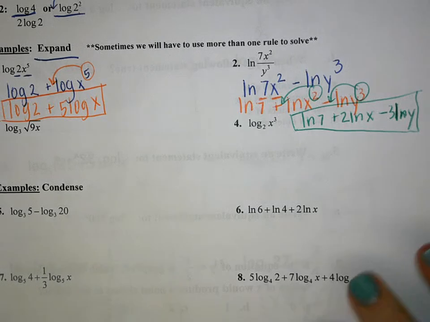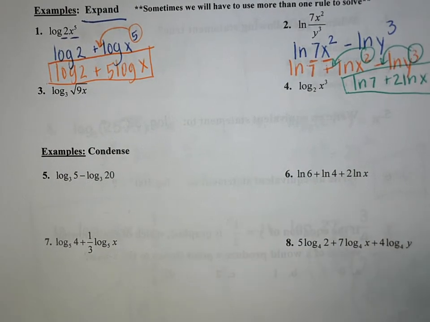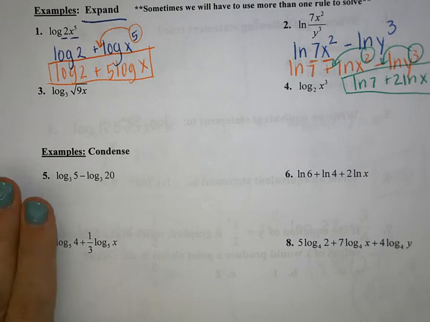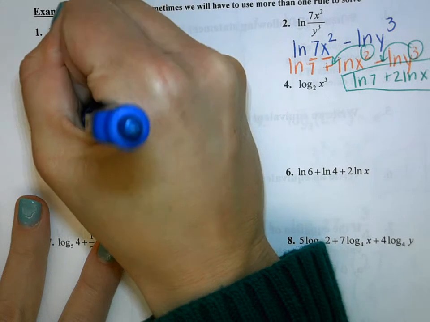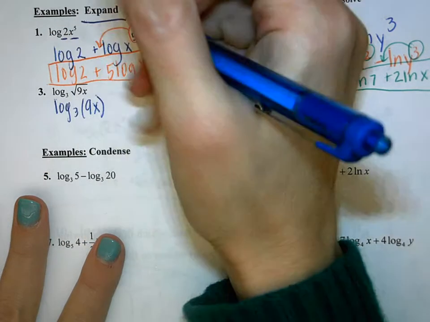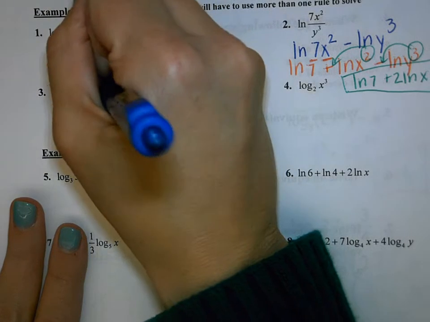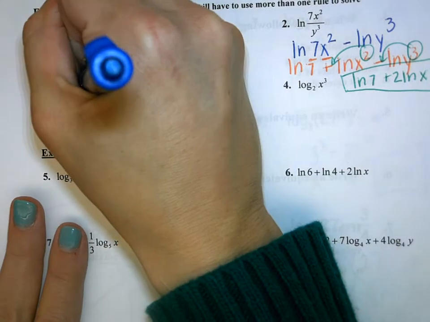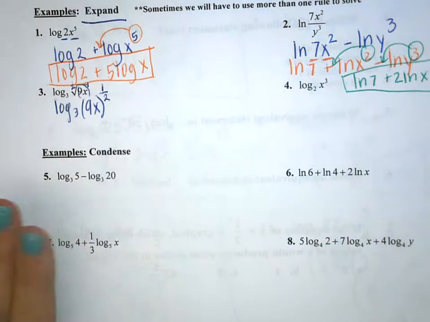All right, example 3. So we have log base 3 of the square root of 9x. The square root of 9x, I would probably change that to be log base 3 of 9x, and which power would that be to? It's going to be the 1/2, because there is a 1 exponent in here, and then there is a 2 there.